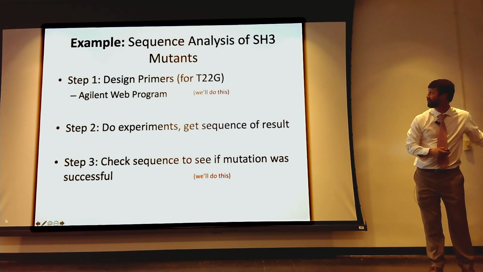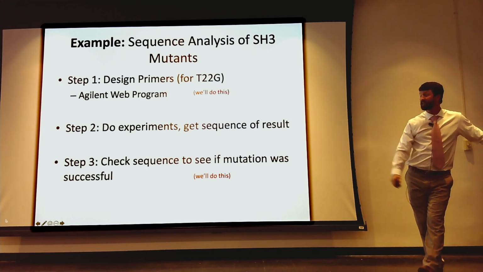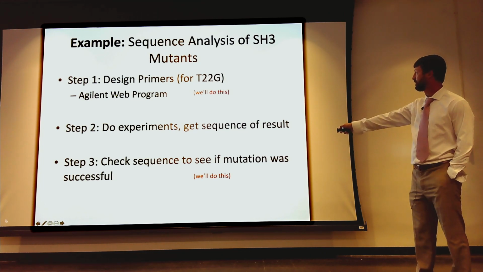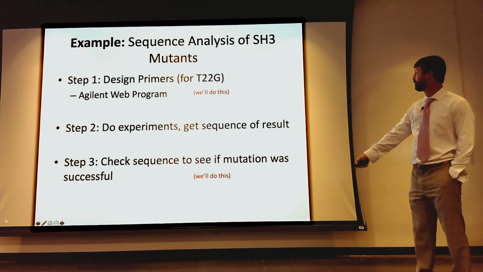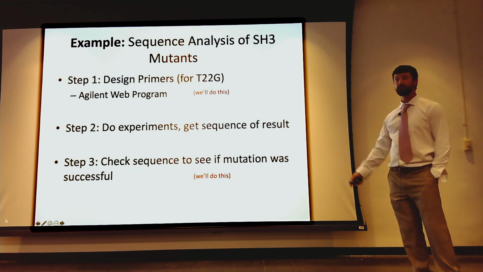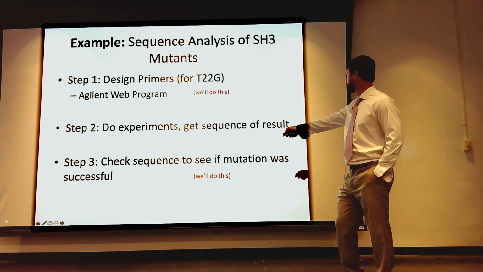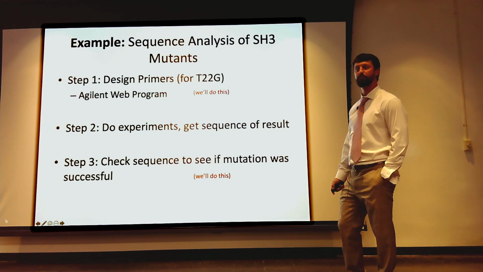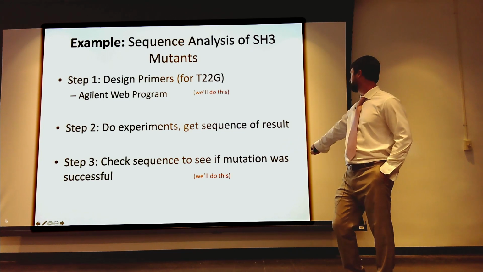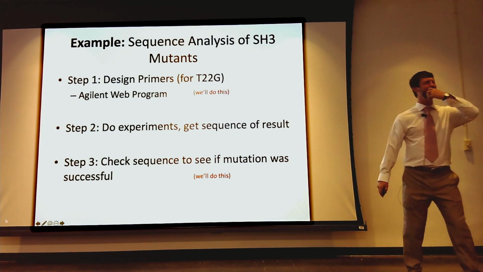All right, sequences of SH3 mutant. Okay, so if we're going to make a mutation to this protein, what steps would we do? First thing we would have to do is design primers. You can use a web program. You're then going to do the experiment, so you design your primers and do your PCR. Once you've amplified your plasmid, you have to sequence it, make sure you made what you're supposed to. Sorry, that's do the experiment and get sequence results, and then check the sequence to see if the mutation was incorporated. All right, how do you sequence your DNA?